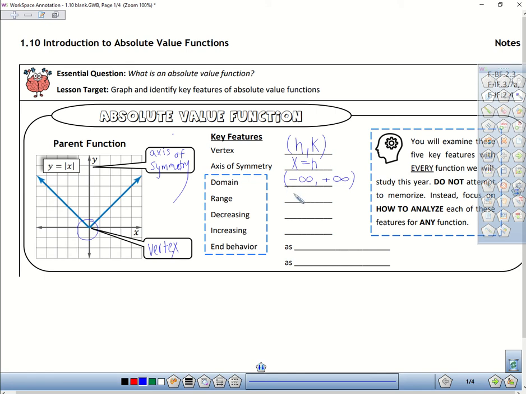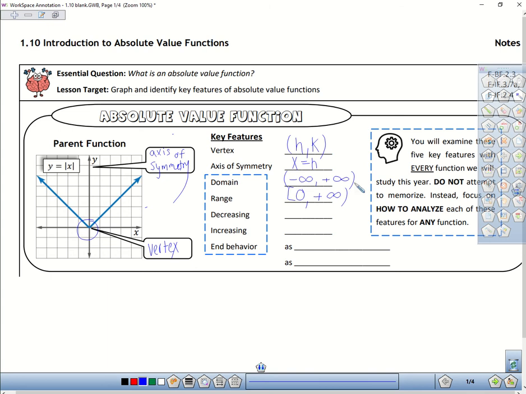So the range of an absolute value function is typically either going to be this way or it's going to be flipped upside down like an upside down V. In this particular case, the range is from 0 to positive infinity.